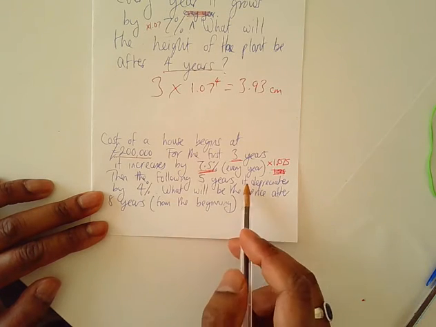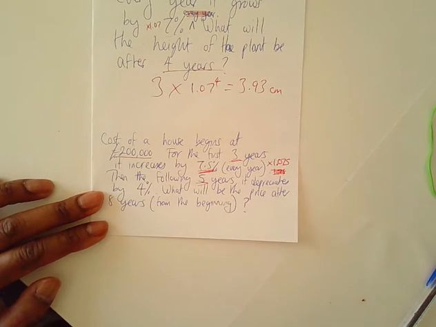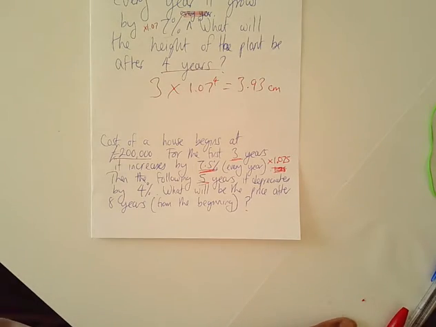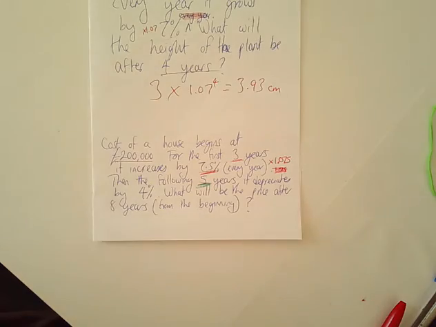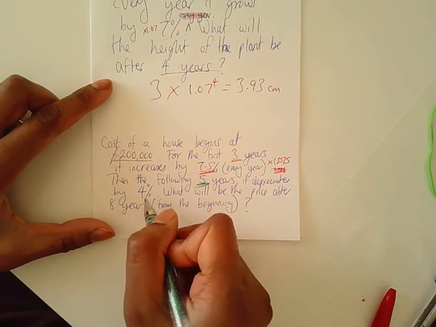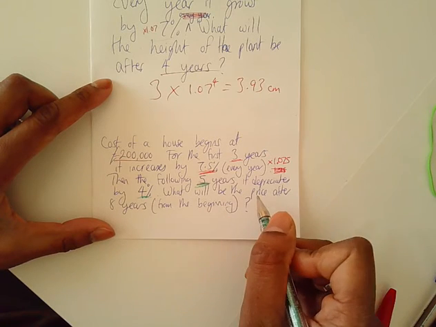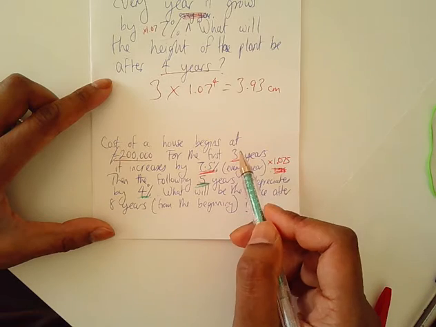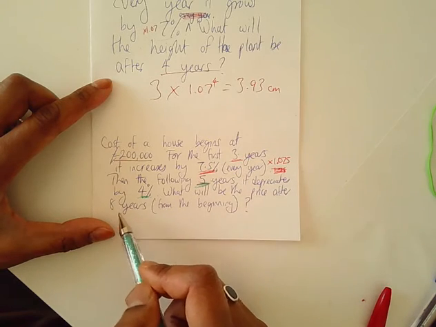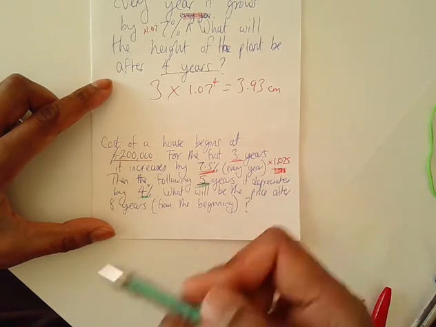Then the following 5 years, it depreciates. Depreciates means it's the opposite of increase, it decreases. It goes down by 4%. What will the price be after 8 years? So after 8 years, that's after 3 plus 5, what will the price of the house be at the end of all this?